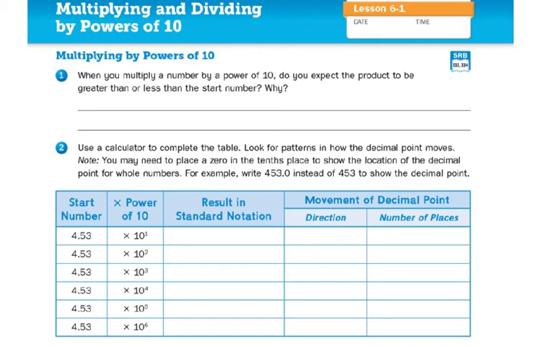Let's go ahead and try this in our math journal. We're going to be on page 196. Page 196, and I do want you to have a calculator with you and use it. It says, when you multiply a number by a power of 10, do you expect the product, or the answer, to be greater than or less than the start number, and why? Go ahead and write this down. It will be greater than what you start with.